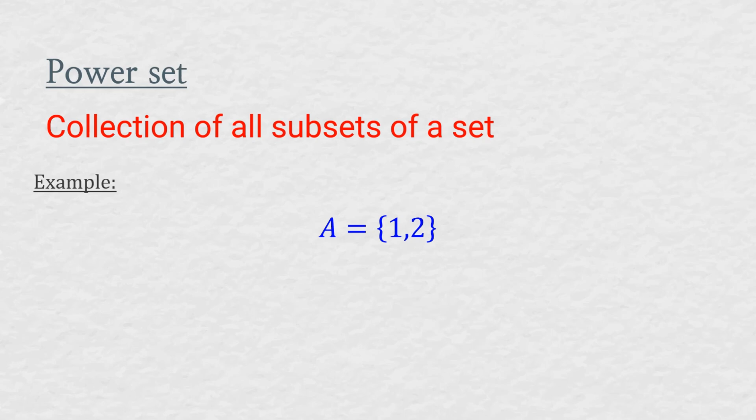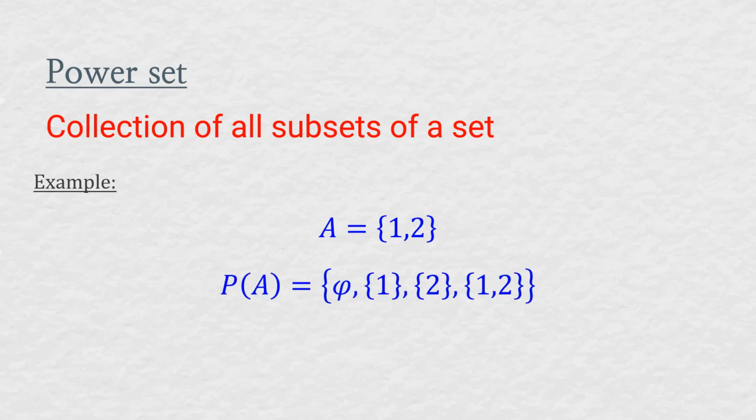An empty set is a subset of A, and a set having element 1 is a subset of A, and a set having element 2 is also a subset of A, and a set having both elements 1 and 2 is also a subset of A. The collection of all the subsets of A is called a power set, and this is shown here.